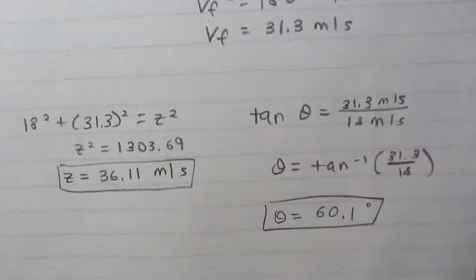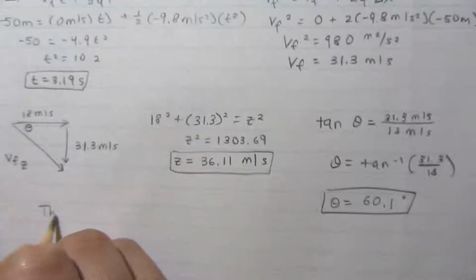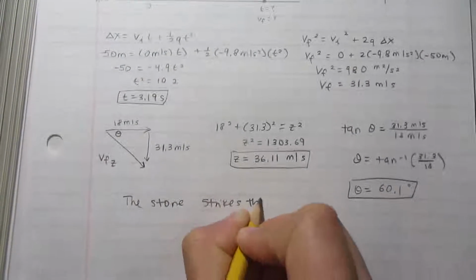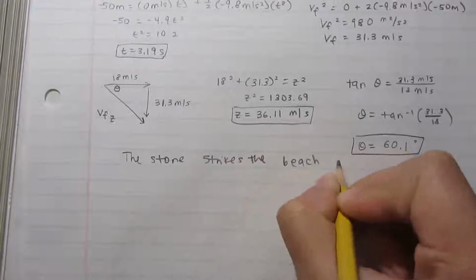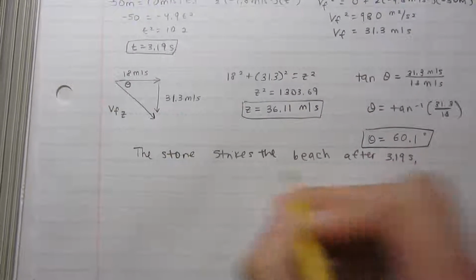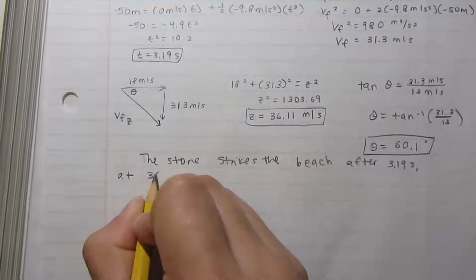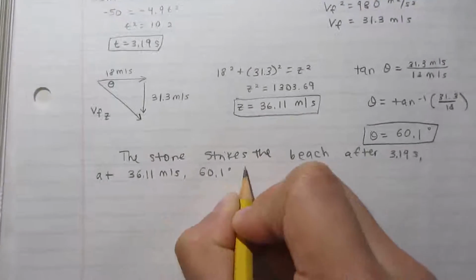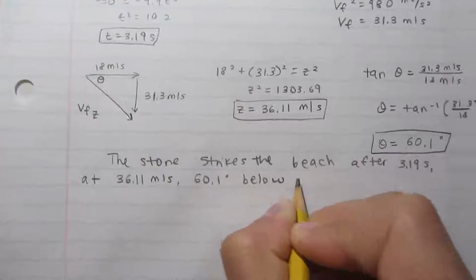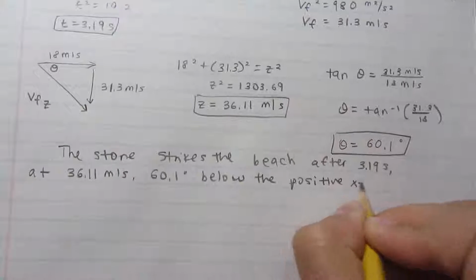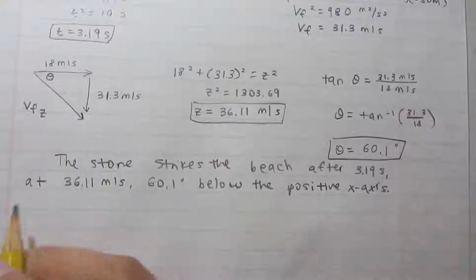So now our final answer is the stone strikes the beach after 3.19 seconds at 36.11 meters per second, 60.1 degrees below the positive x-axis. Okay, that is the answer.